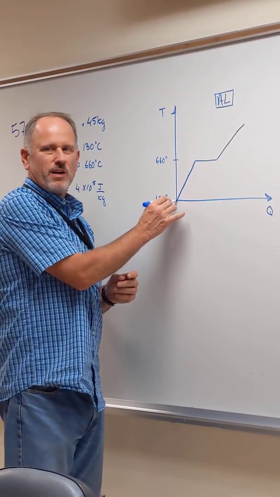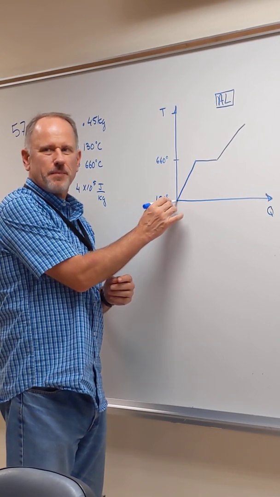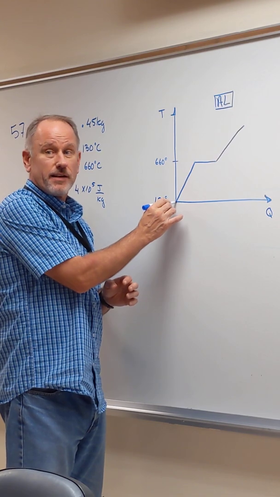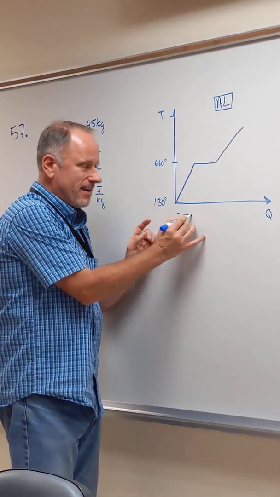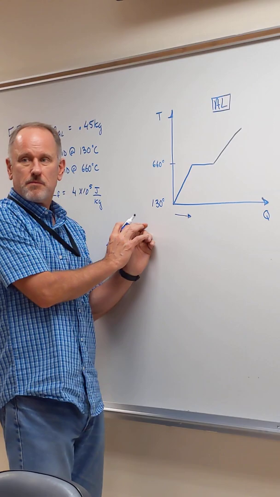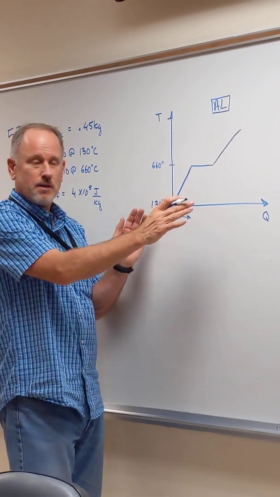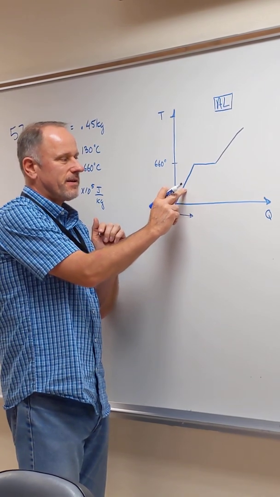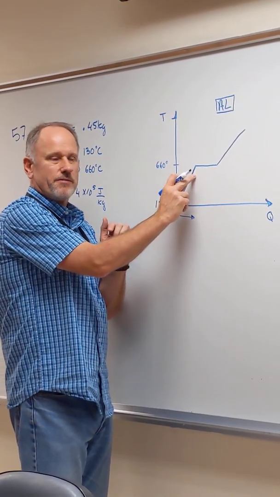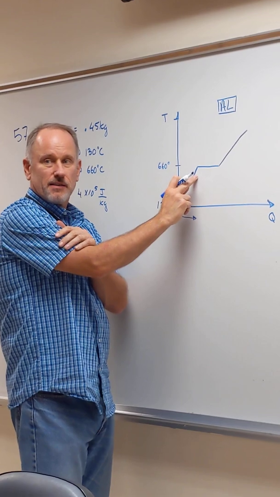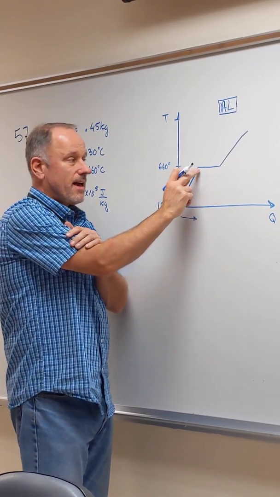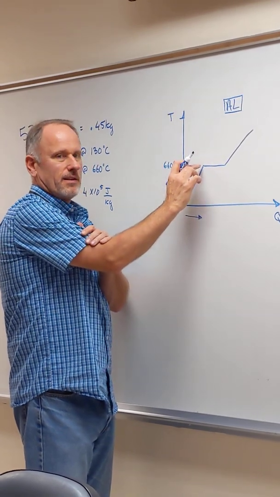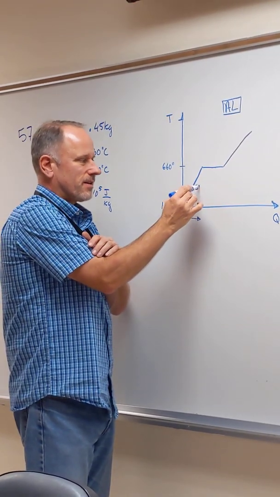And what kind of phase are we in right here? Solid. So realize as we add energy to the system, we're adding Q, and all we're doing initially is raising the temperature of the solid from 130 to 660. Then, at the melting point, let's make sure we're clear on what's happening.